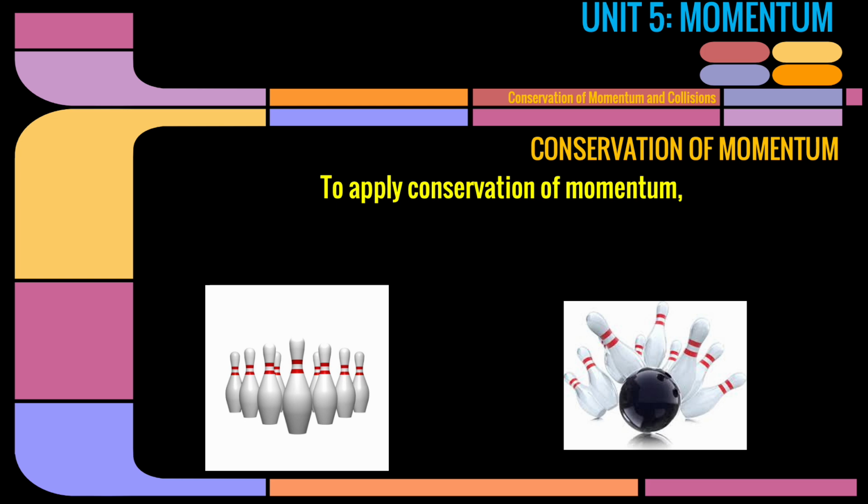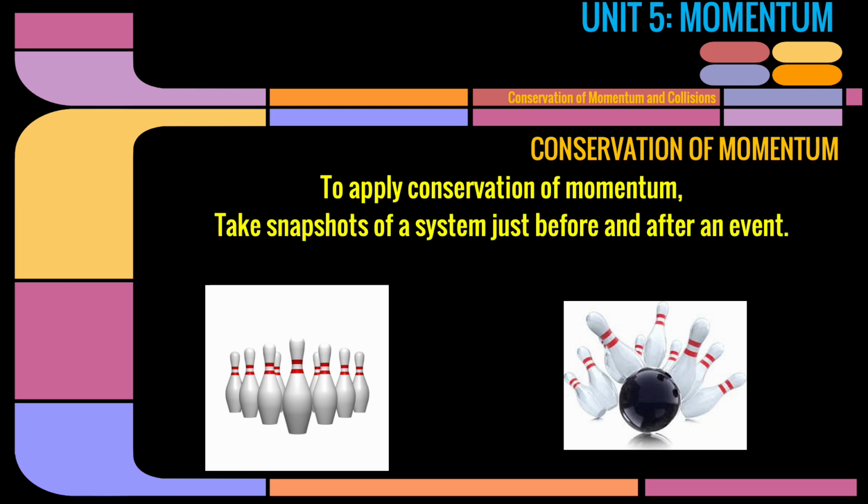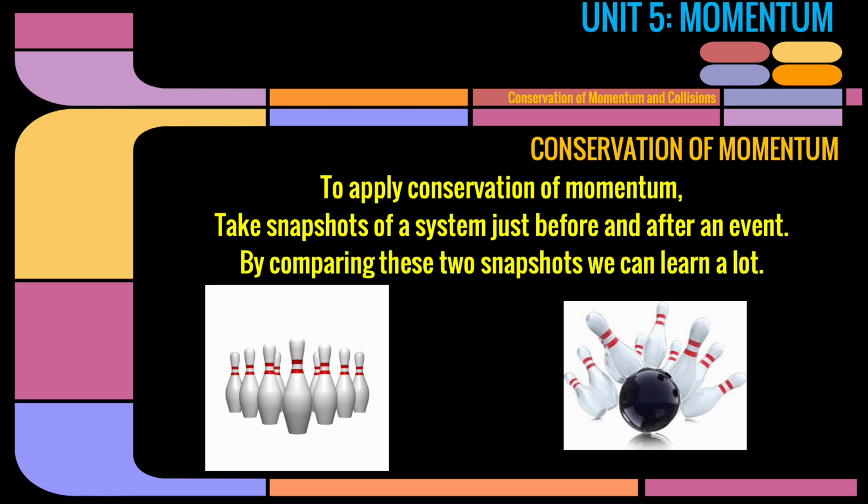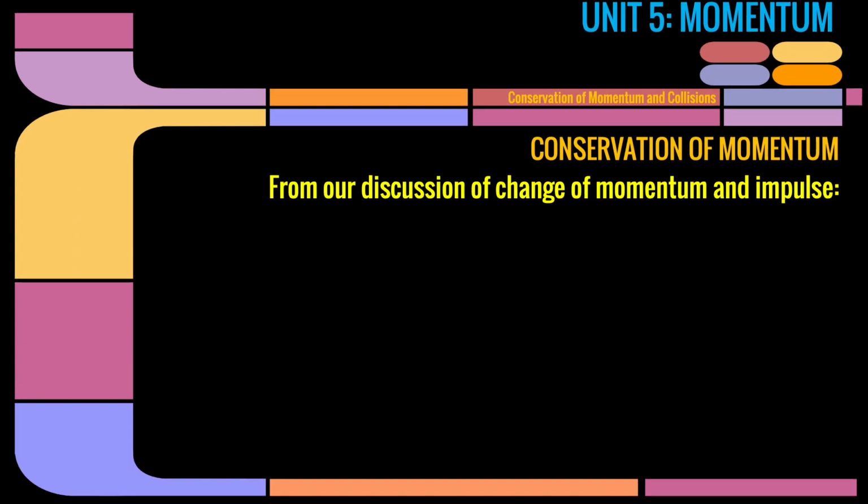To apply conservation of momentum, we take snapshots of the system before and after an event. A really good example is a before and after of a bowling ball hitting the bowling pins. Obviously before, the bowling ball hasn't hit them yet. And afterwards, something happens, and we can calculate the changes of that.